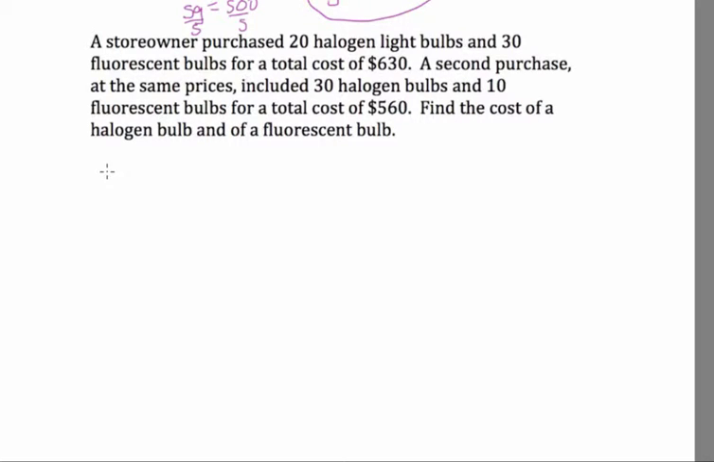So again, each sentence will correspond with an equation in our problem. So 20 of the halogen bulb, so 20 times the cost of a halogen bulb plus 30 times the cost of a fluorescent bulb is going to equal our total cost of $630. And then the second purchase, there was 30 halogen bulbs, so 30 times the price of the halogen bulb, plus 10 times the price of the fluorescent bulb, equals $560.